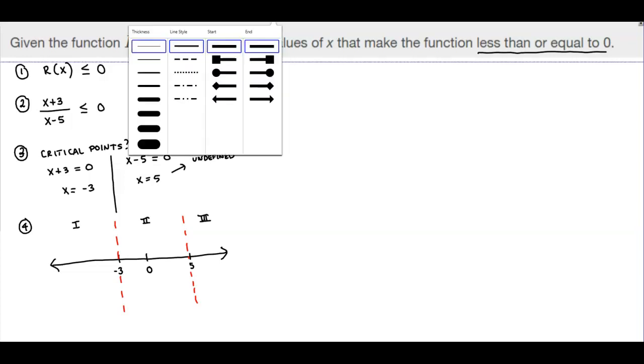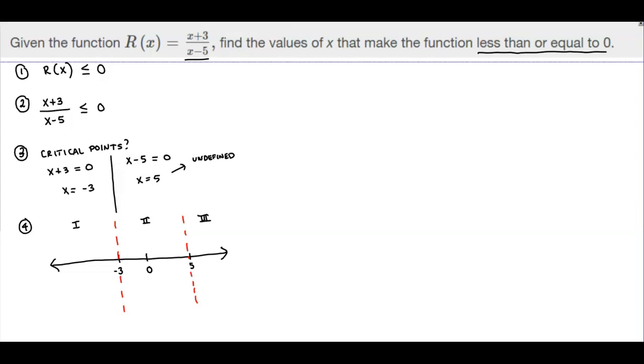Okay, so now let's write our intervals for those. We're going from negative infinity to negative 3. Now keep in mind that this is less than or equal to, so we're going to have a bracket here. So we go from negative infinity to negative 3. And then we're going to go from negative 3 to 5. Now 5 has a parenthesis because it's undefined. So we're going to go bracket negative 3 to 5. And then we're going to go from 5 to positive infinity. So therefore the interval goes 5 to positive infinity.